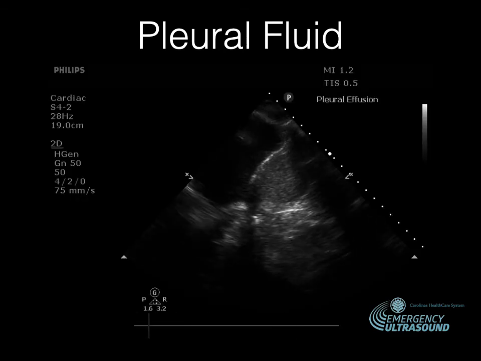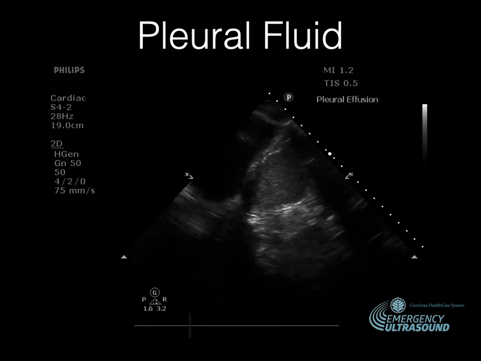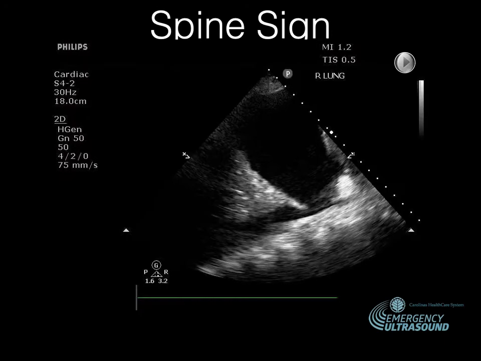So this is an example right here of pleural fluid. It's hard to tell whether we're on the patient's right or left, but we're seeing the diaphragm as that bright white line and splenic liver, and then above the diaphragm we are seeing just this nice large black area, or anechoic area, that is fluid. So that's a nice large pleural effusion.